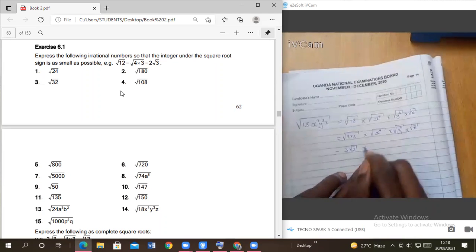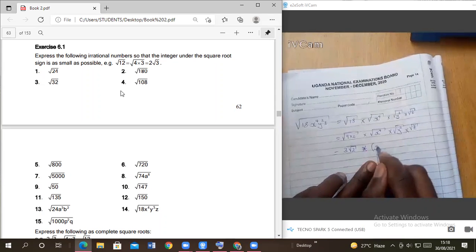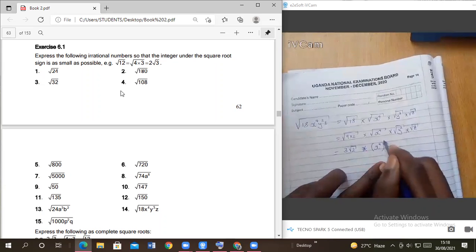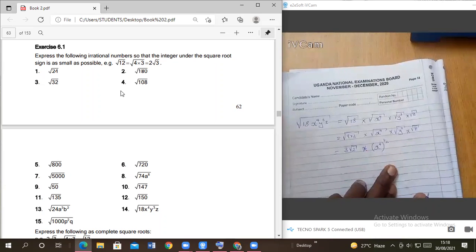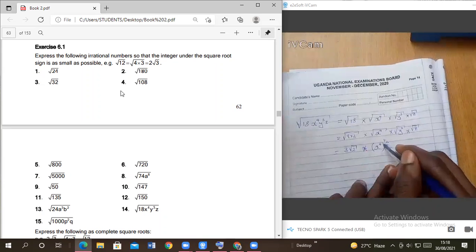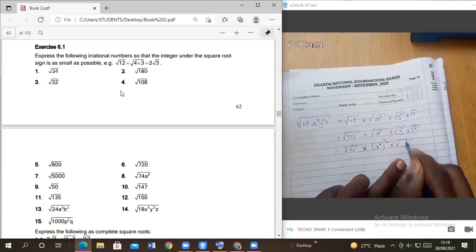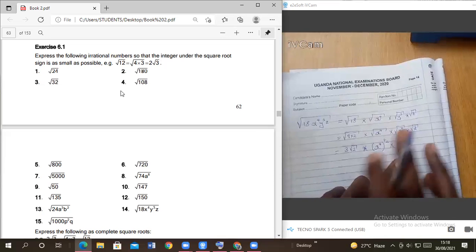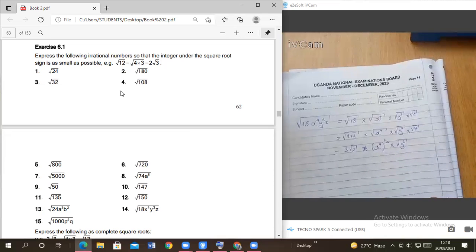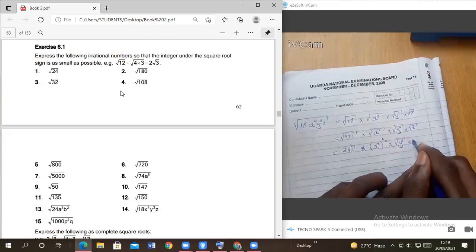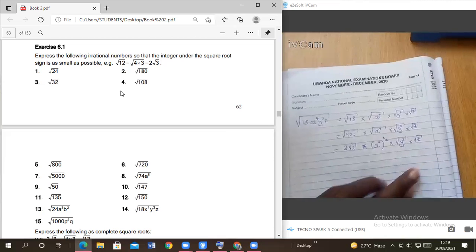Times. Now remember we said x to the power 4. Remember, a square root is the same as a half. Why am I doing that? Because I know 2 can reduce that one. Times y to the power 3. This one I will just leave it like that, I can't simplify it further. Times root of z.